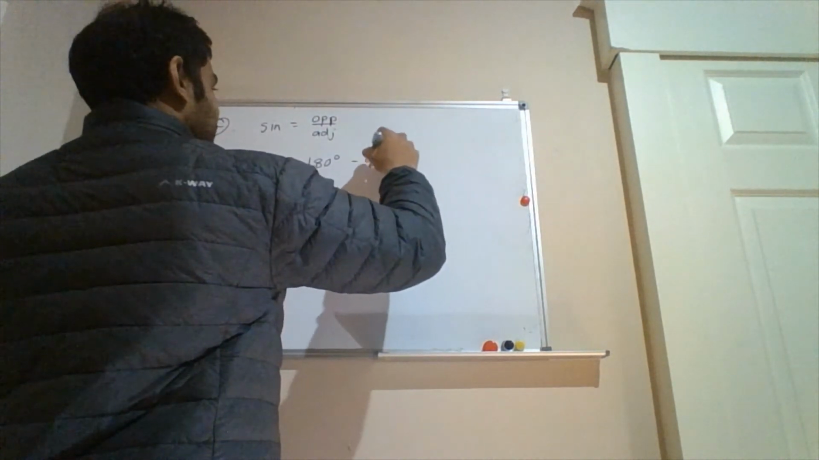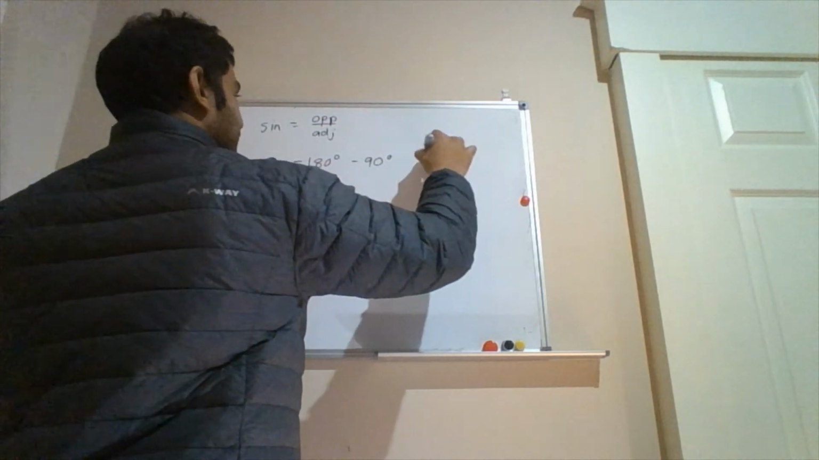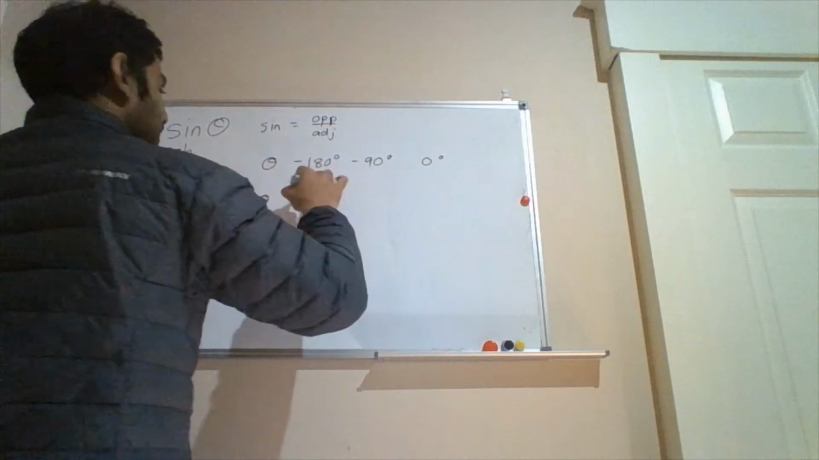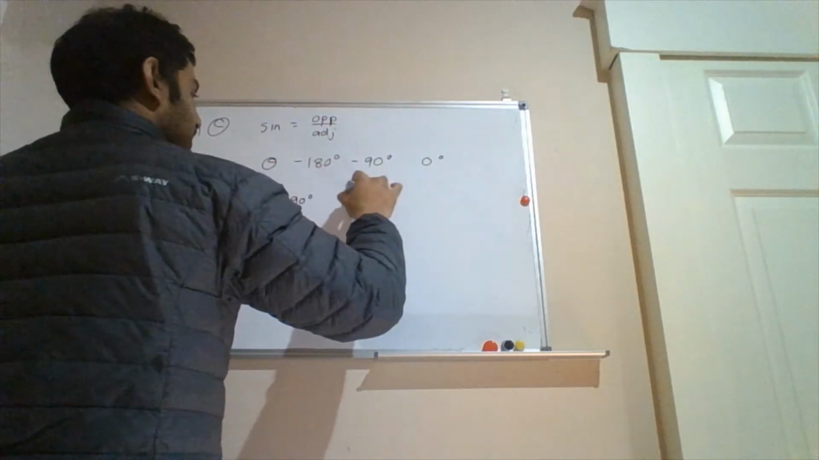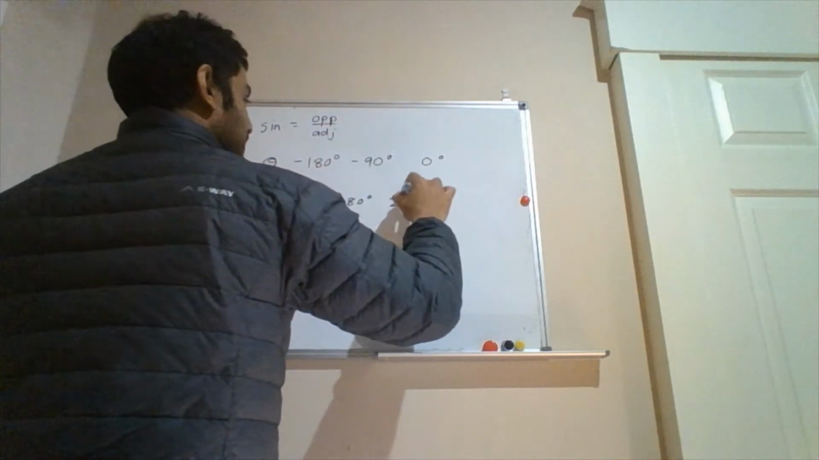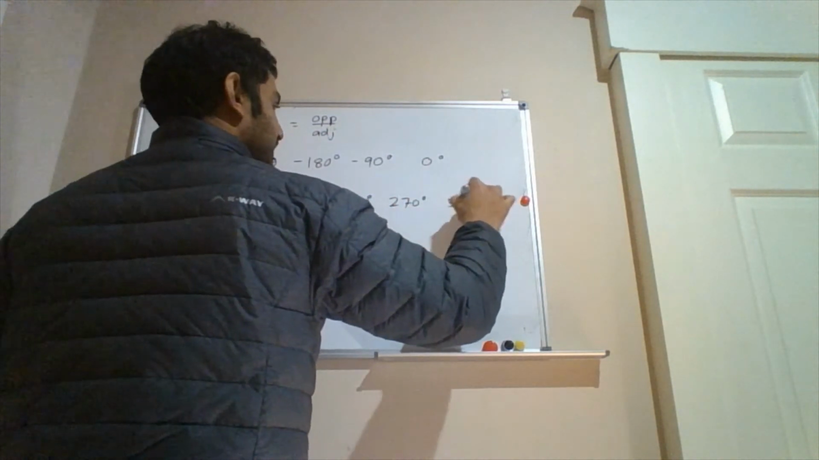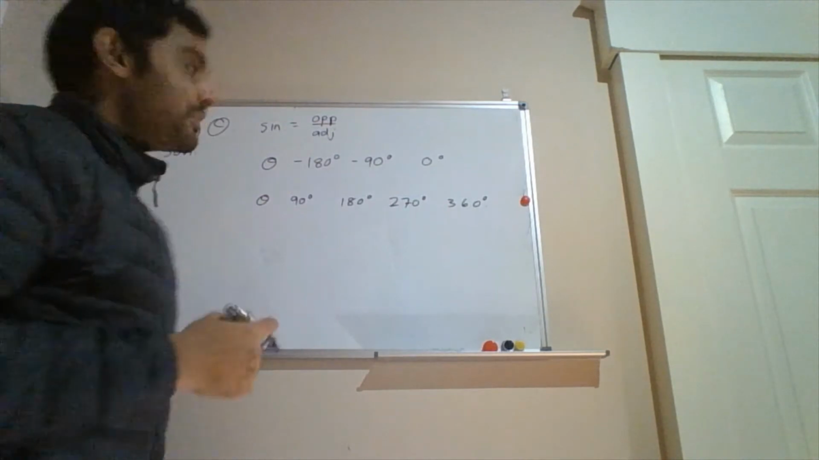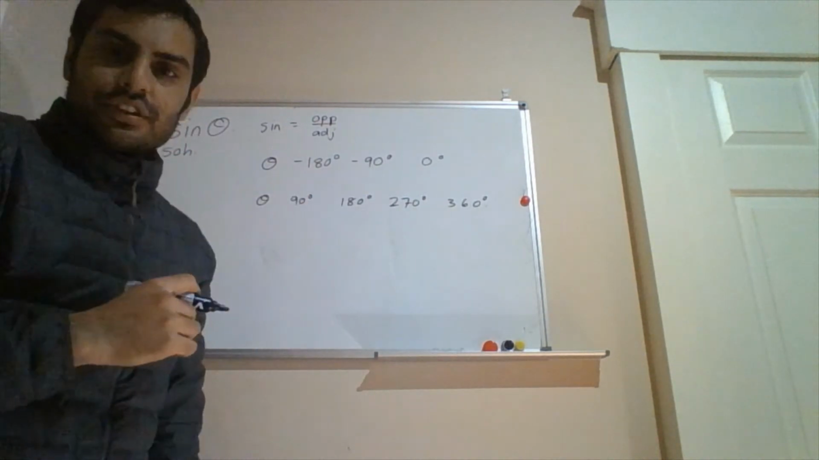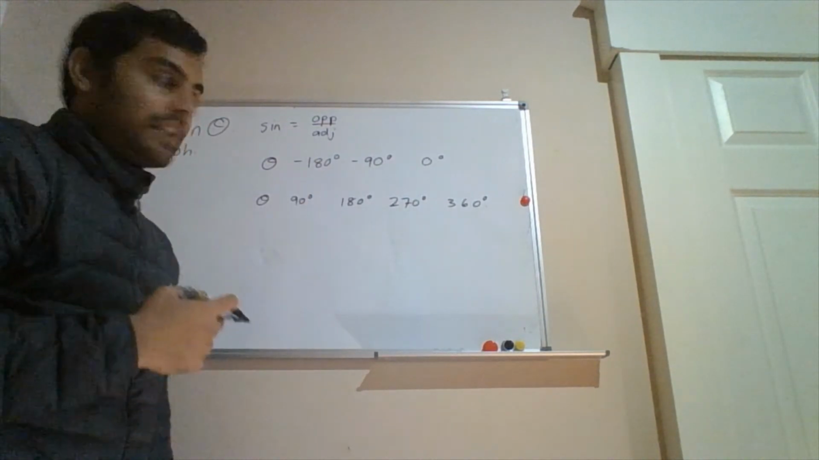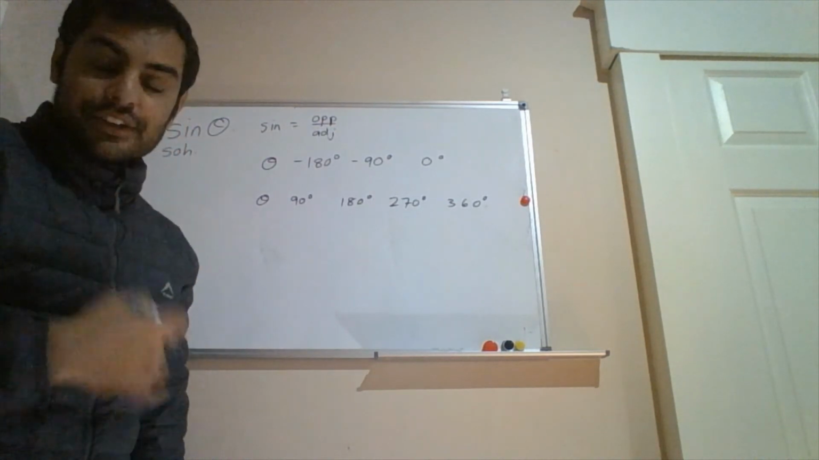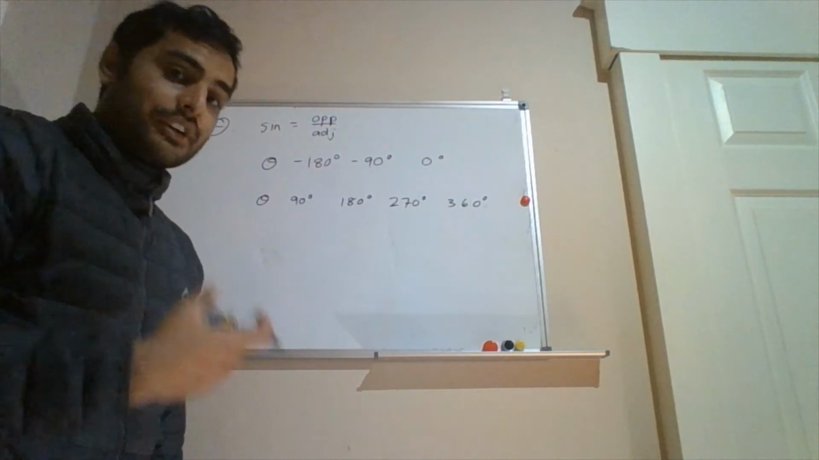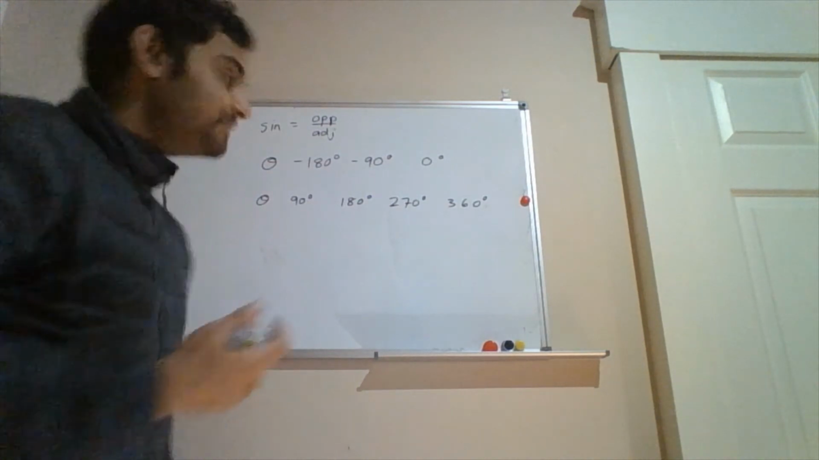So I'm going to go minus 180, minus 90, 0, and for the positive values, 90, 180, 270, and 360. Okay, so I'm going to work out a few of these values using our quadrant method. You can obviously use your calculator to check them. And the reason I'm doing this is just to give a little bit of a refresher on the quadrant method as well.